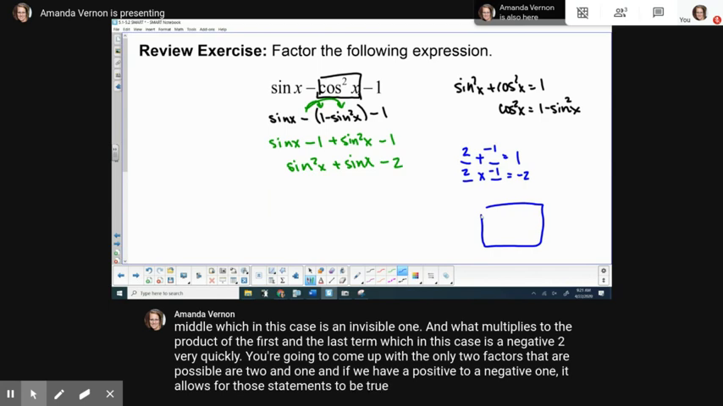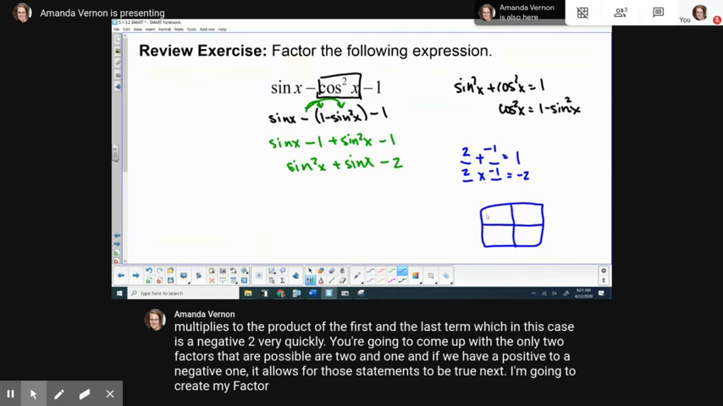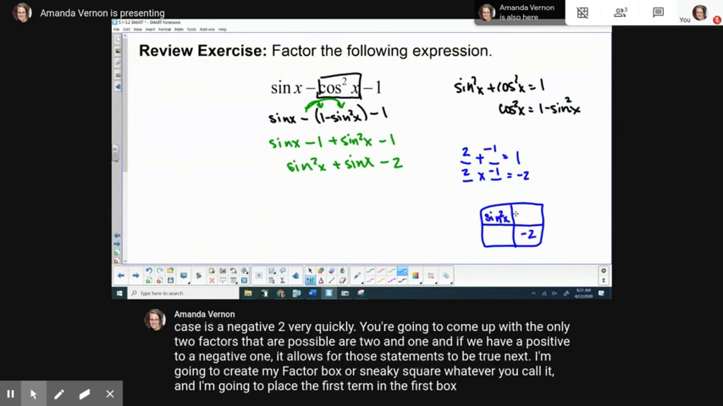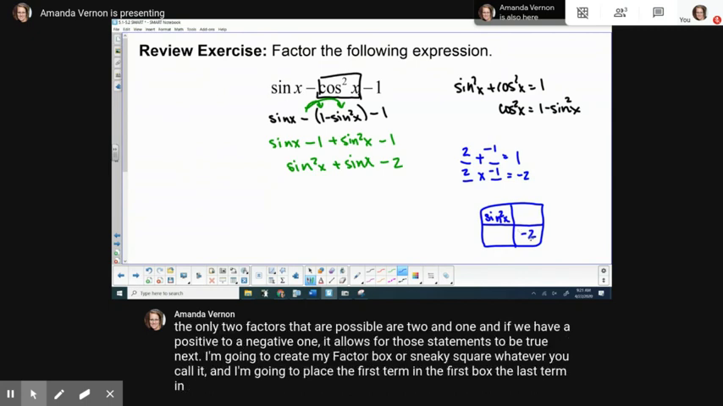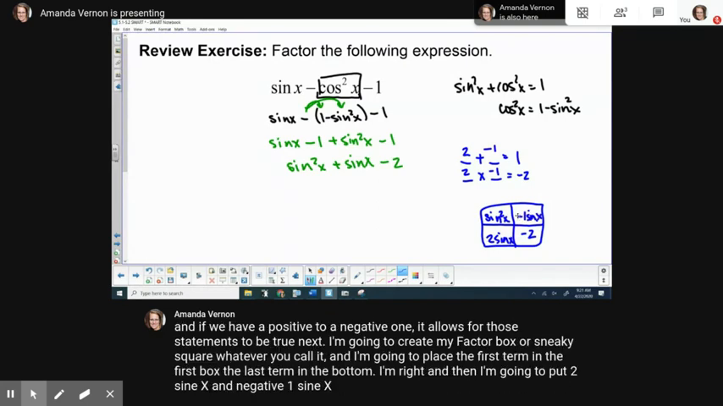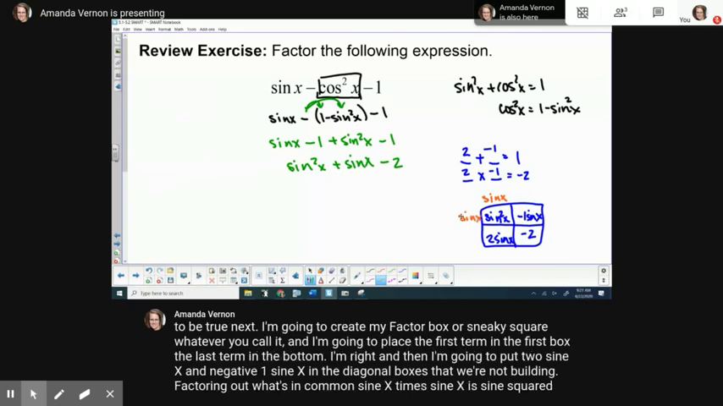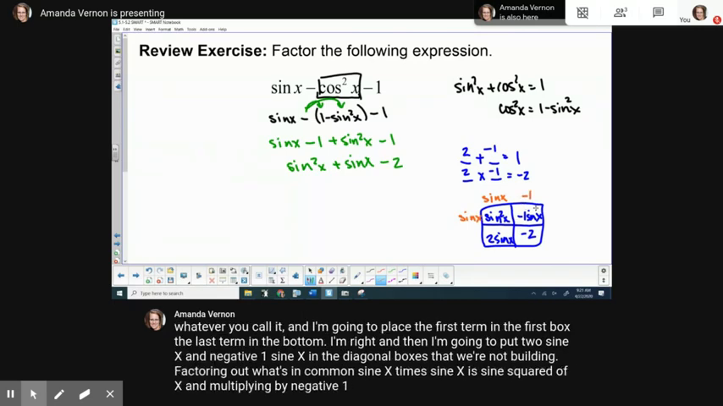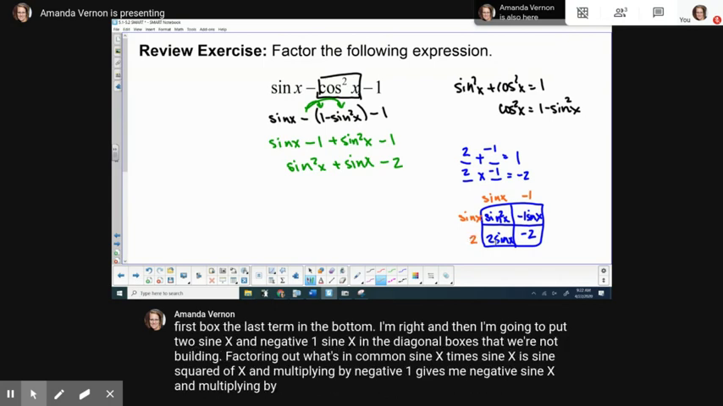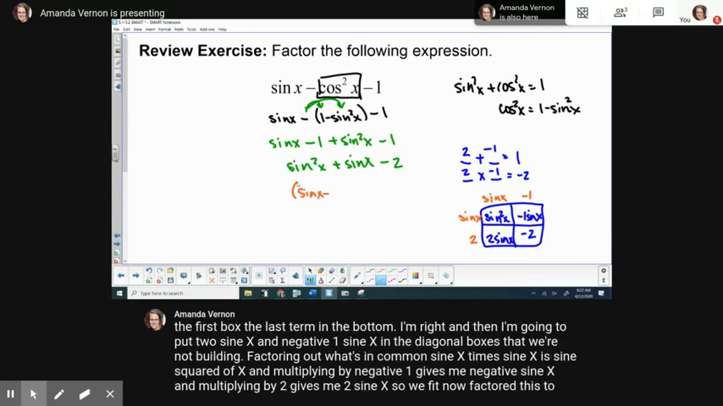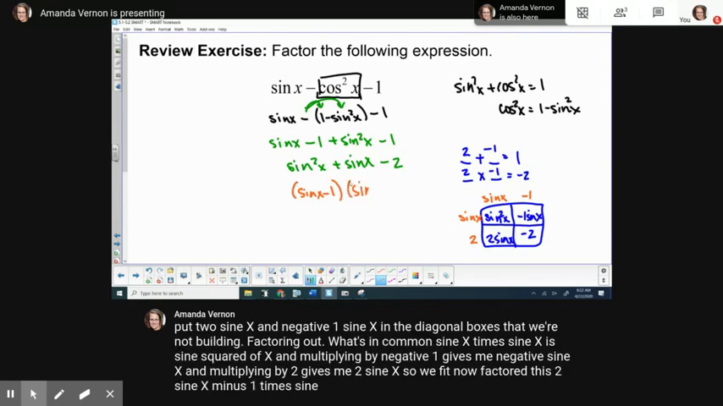Next, I'm going to create my factor box or sneaky square, whatever you call it. And I'm going to place the first term in the first box, the last term in the bottom right. And then I'm going to put 2 sine x and negative 1 sine x in the diagonal boxes that were not filled in. Factoring out what's in common, sine x times sine x is sine squared of x. And multiplying by negative 1 gives me negative sine x, and multiplying by 2 gives me 2 sine x. So we now factored this to sine x minus 1 times sine x plus 2.